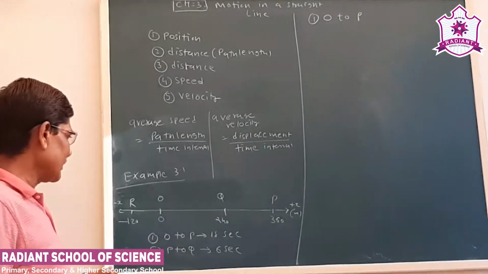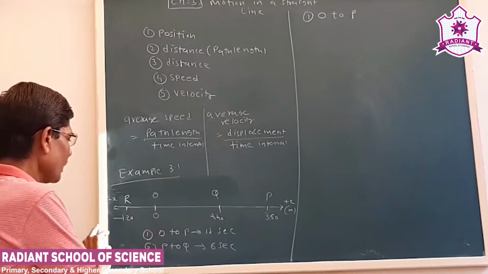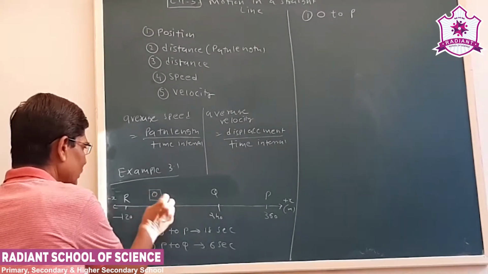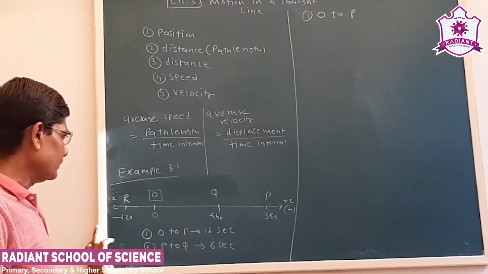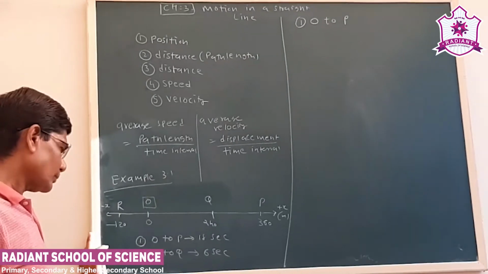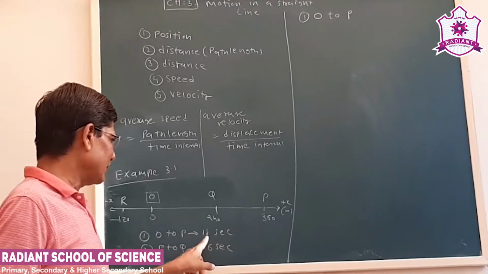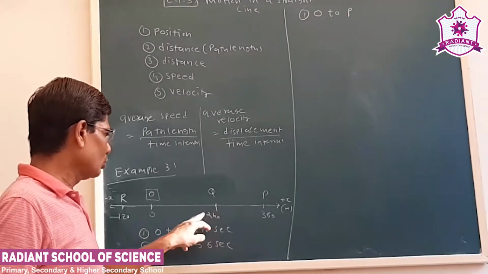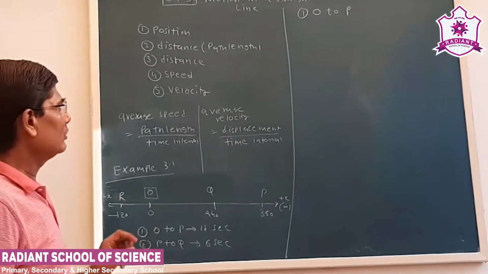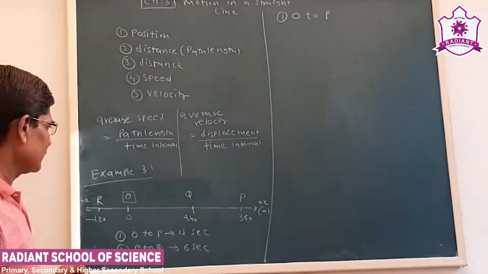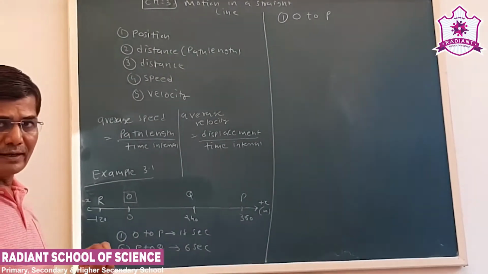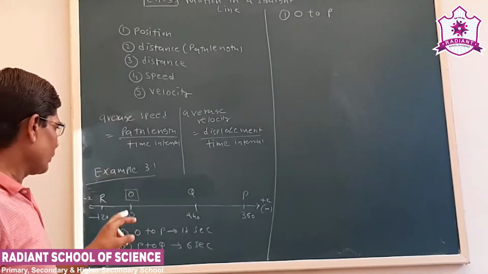Now see the question says like this. Now see the object is at origin at t is equal to 0. Now there are two parts of the question. See O2P it moves in 18 seconds and P2Q it moves in 6 seconds. Now see the first part of the question says, we have to find out average speed and average velocity going from O to P.